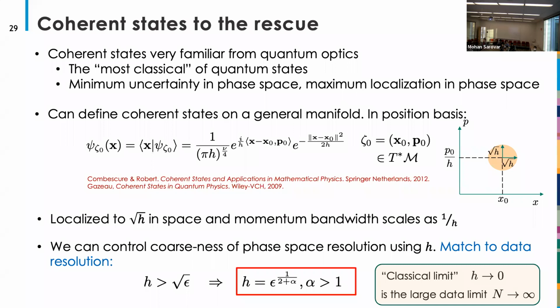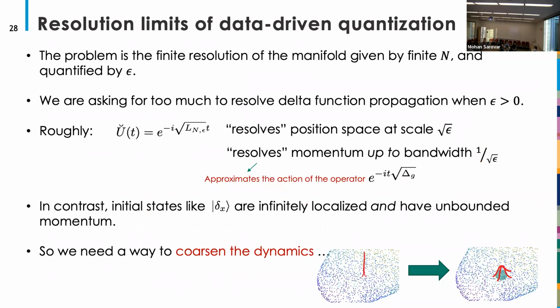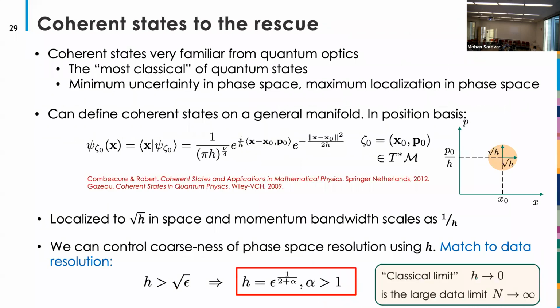In the position basis, it just looks like this. It's a Gaussian function, but with a phase that's dependent on this overlap between X and T. And as I said, it's localized to root H in space and has momentum bandwidth that scales as 1 on root H. So now it gives us this new parameter H to play with. Because on the previous slide, my propagator can resolve position space up to scale root epsilon and momentum up to bandwidth 1 on root epsilon. So now I can choose H so that I match my uncertainty to the data resolution. So I basically need H to be greater than root epsilon.